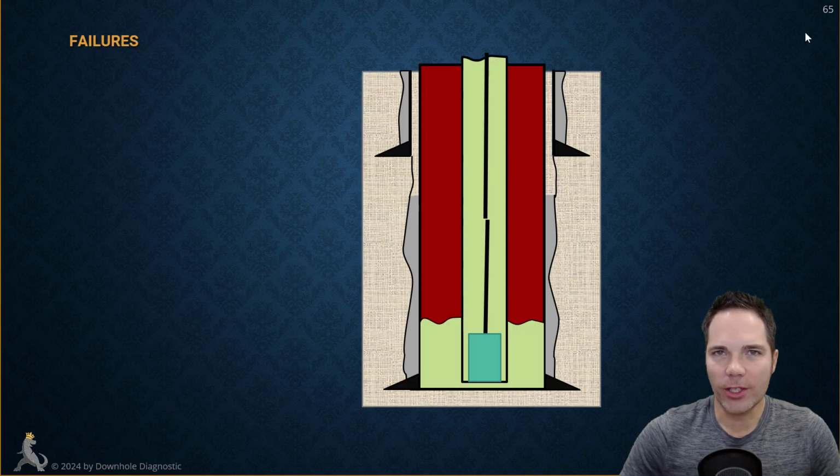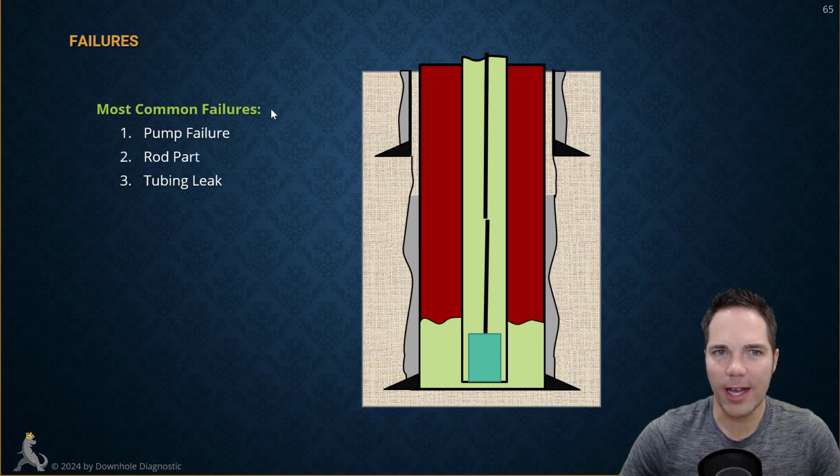So let's talk about failures real quick, because I'll be talking about this all throughout the course, and I expect you to understand what I'm saying here. The most common types of failures that you're going to have are going to be either a pump failure, a rod part, or a tubing leak.